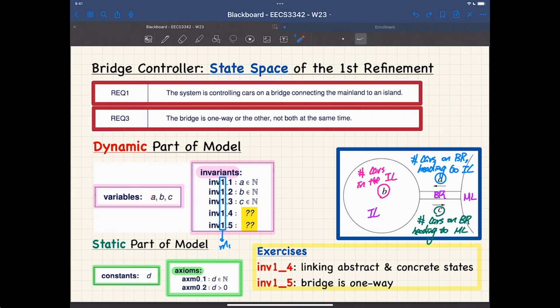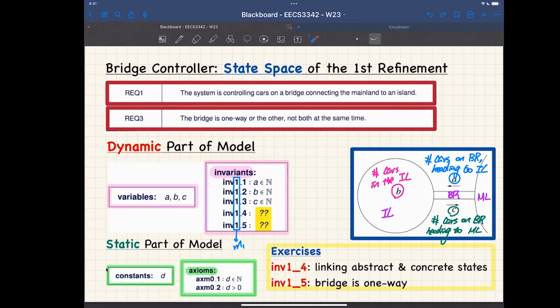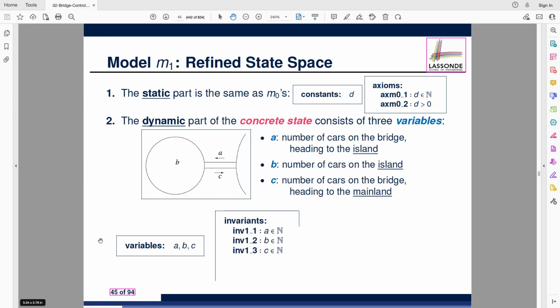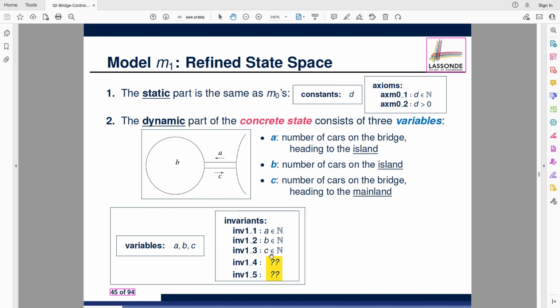And for the constant and the axiom, they're just the same. Okay? Let me see if I missed anything. And then we can do some very simple exercises. I can also clarify what the answers to the exercises really mean. We got variables, we got invariants over here. So the first three invariants simply say all three quantities are natural numbers. And then number 4 and number 5, we'll do them together.